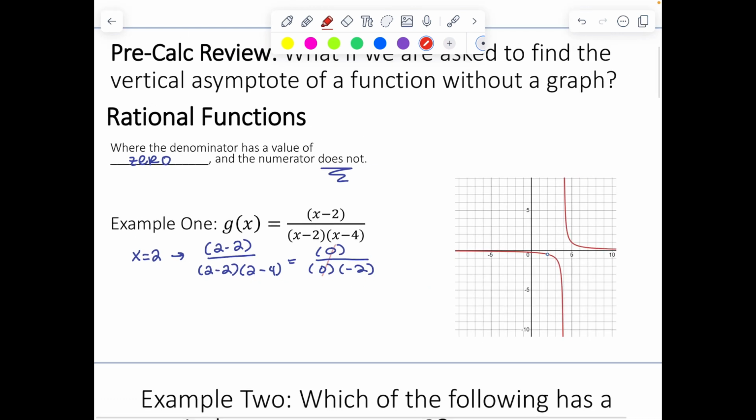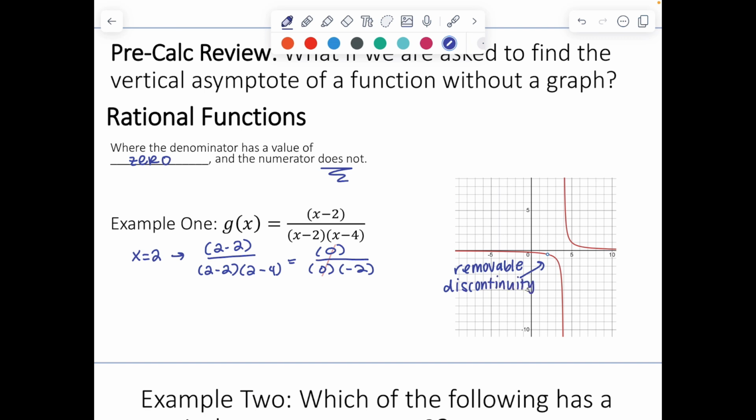And so if you look at the graph at x equals 2, there is not an asymptote at x equals 2, there is a removable discontinuity. And that's because the numerator goes to 0, and so does the denominator. And so it kind of cancels out the asymptote.